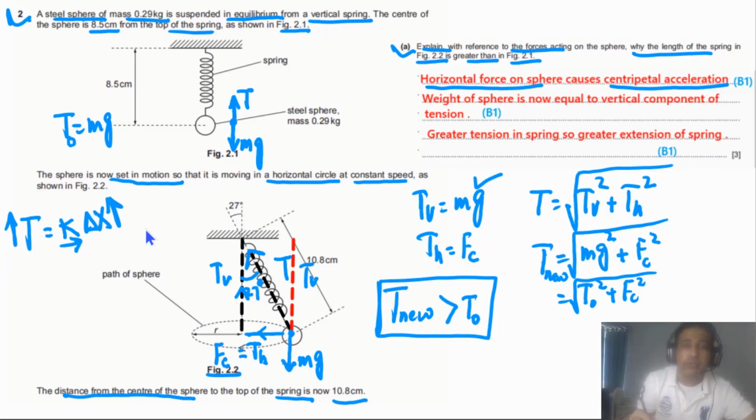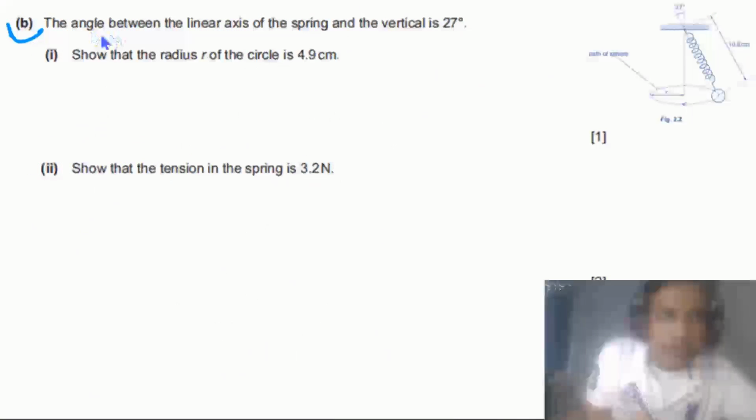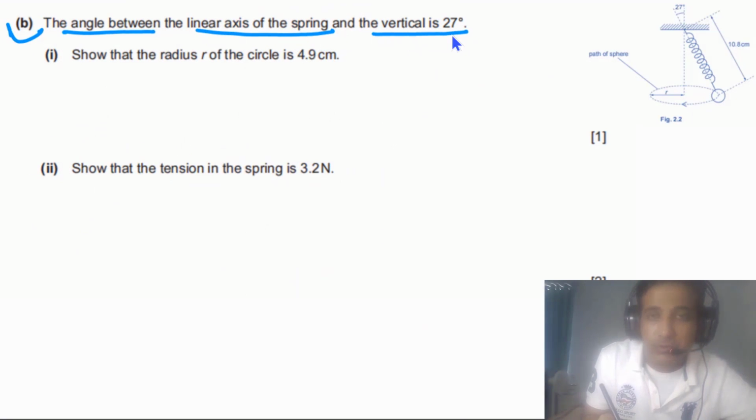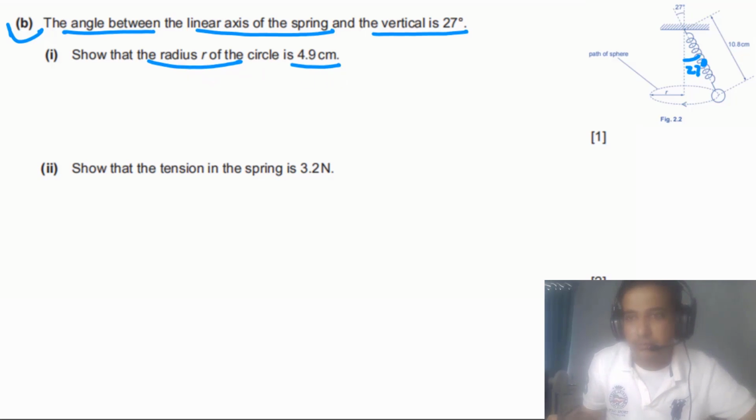So if T is greater, it means delta x also has to be greater. I hope this makes sense to you. Part B says the angle between the linear axis of the spring and vertical is 27 degrees. So this angle is given to us, so we can also write down 27 here because alternate angles are equal. For part B1, we need to show that radius r of the circle is 4.9 centimeters.